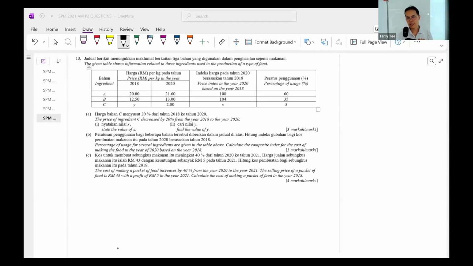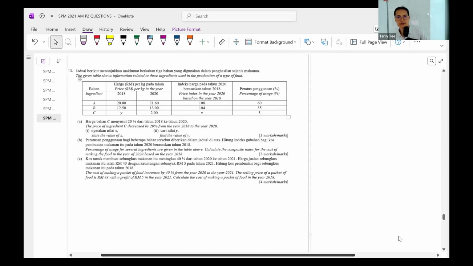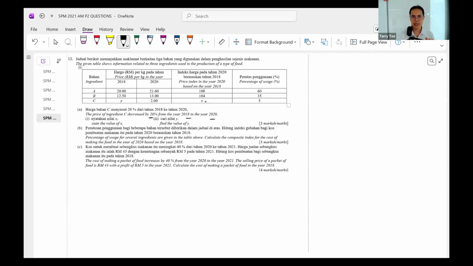So question number 13, this is index number. All right, let me zoom out a bit. The diagram shows information related to the ingredients used to make a type of food. You're given that the price of ingredient C decreased by 20% from 2018 to 2020. So this is your x. When we say decrease by 20%, what is your x?